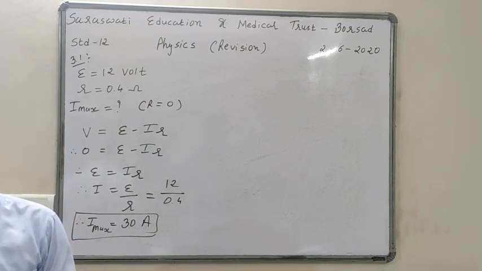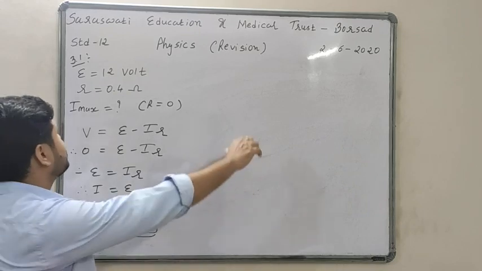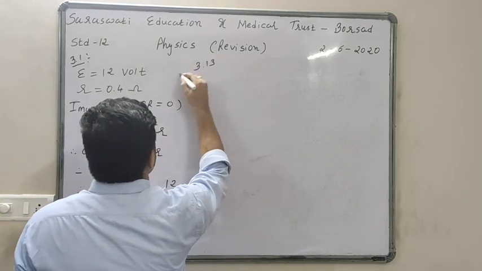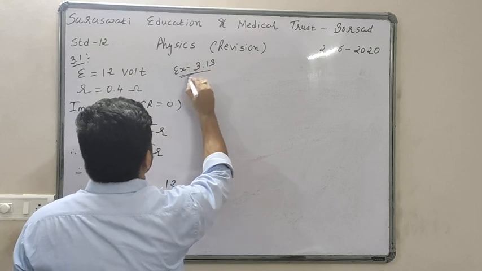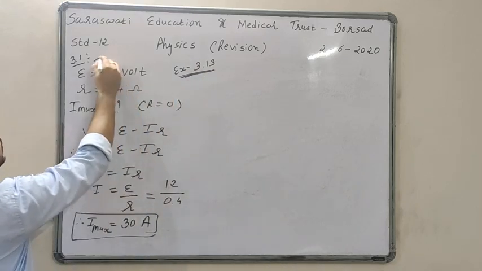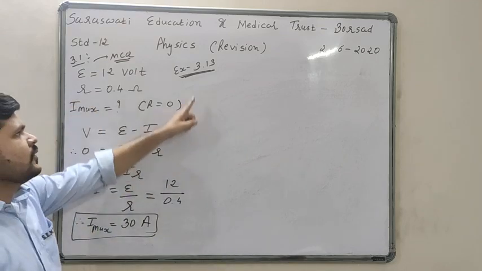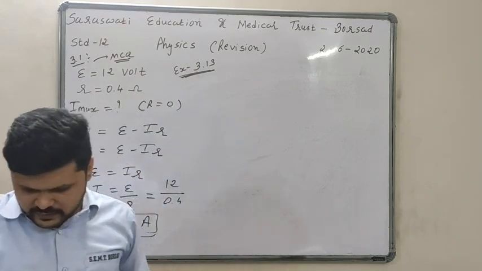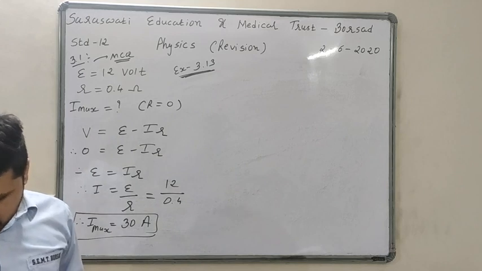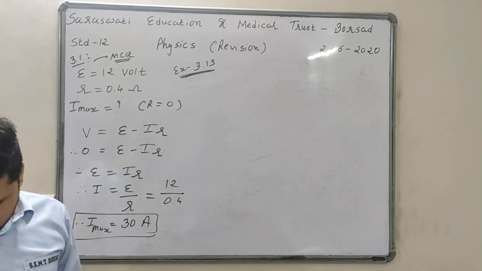Now we will see exercise number 3.13. This exercise number 13 is an important example. Again, this 3.1 question can be asked as an MCQ type question, but this 3.13 question is important.